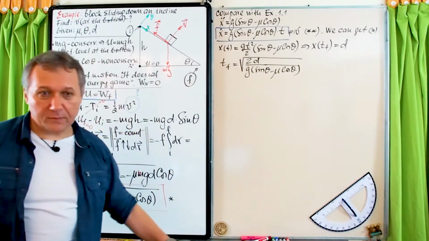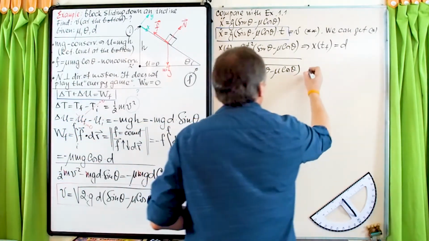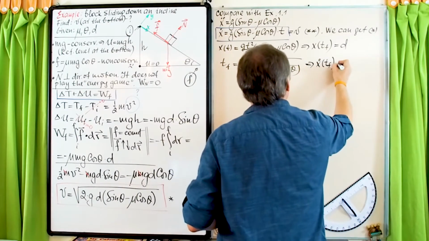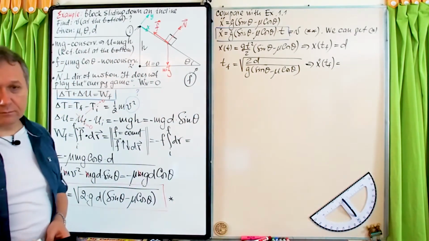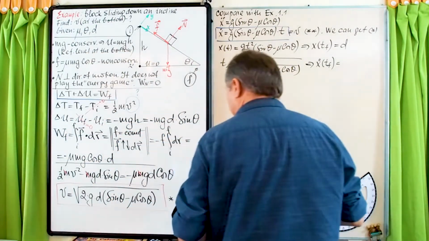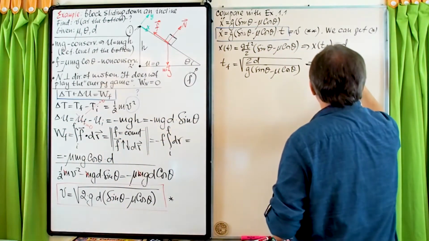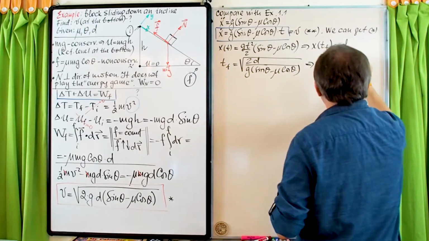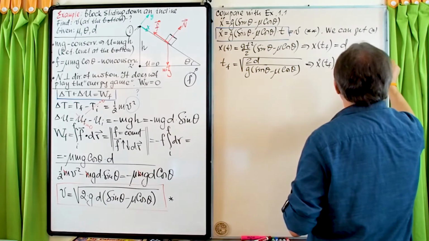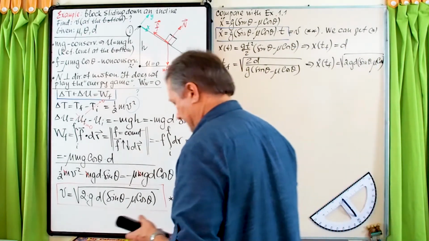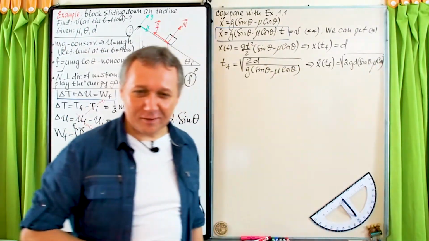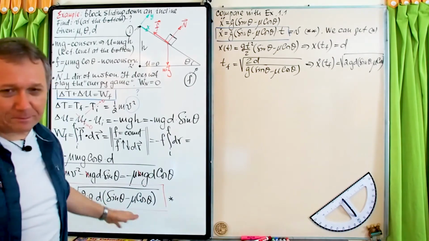And then plug it into the velocity, so x dot at t final. Of course, you will end up with exactly the same result. Of course, it makes sense. So you will get the square root of 2gd times sine theta minus mu cosine theta. I squeezed everything, but it's exactly the same.